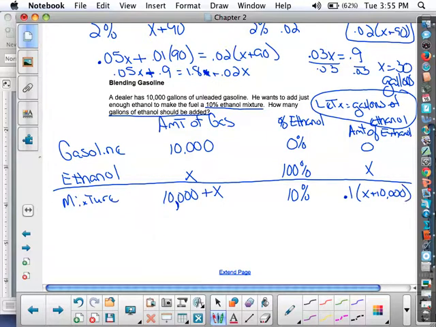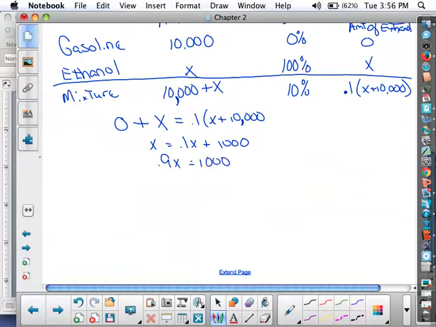So my equation is actually 0. That's the amount of ethanol in unleaded gasoline. Then the amount of ethanol I will add, and that will be equal to 0.1 times x plus 10,000. So we have x is equal to 0.1x plus 1,000. So 0.9x is equal to 1,000. So x is equal to 1,111 and 1/10 gallons. And that's the amount of ethanol.